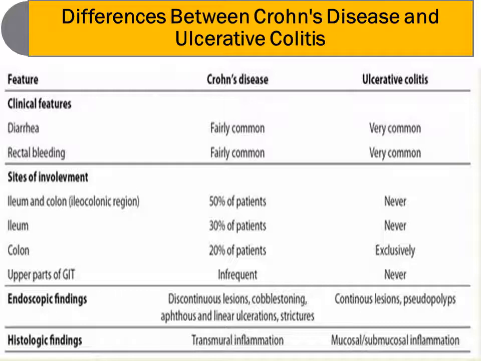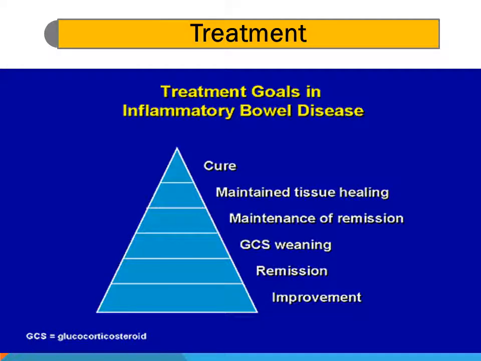Endoscopic finding: discontinuous lesions, that is skip lesions, cobblestone, aphthous and linear ulceration with strictures, while in ulcerative colitis, continuous lesions with pseudopolyp formation. Histological finding: transmural inflammation of the wall, while in ulcerative colitis, mucosal and submucosal inflammation.